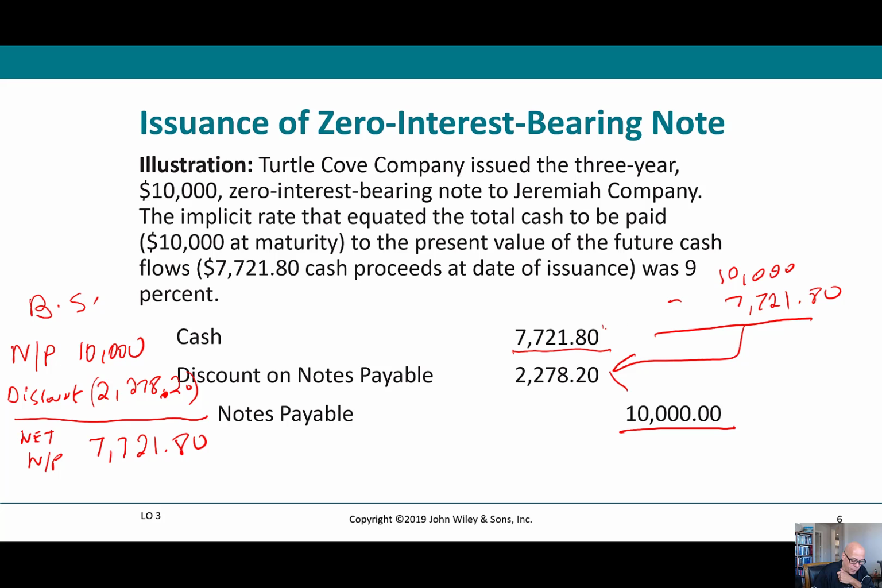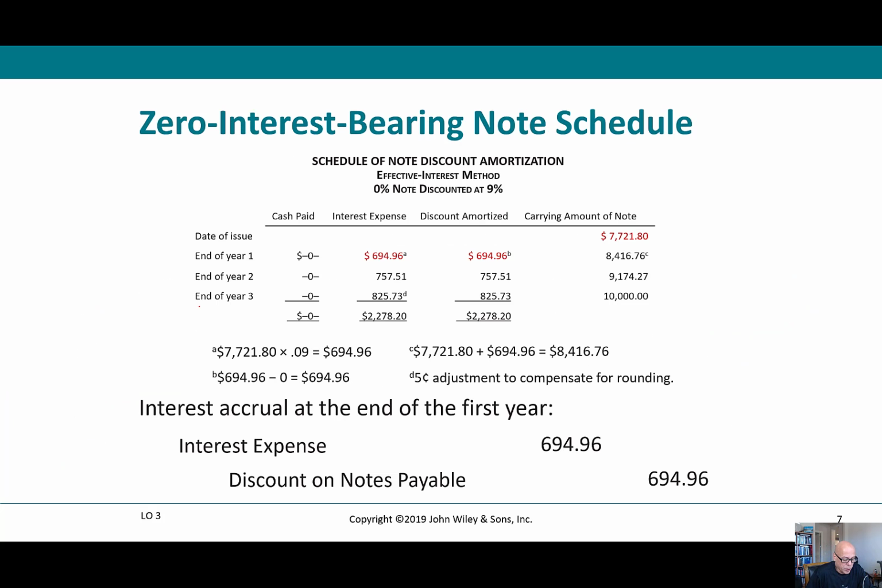Now that number is also the cash, of course, that I received, and that net note payable is an important number because we're going to apply that interest rate, 9% that we found on the table, remember, and we'll use that to calculate our interest expense, and we'll use that to calculate the other side of the journal entry there, which is going to be the amortization of the discount.